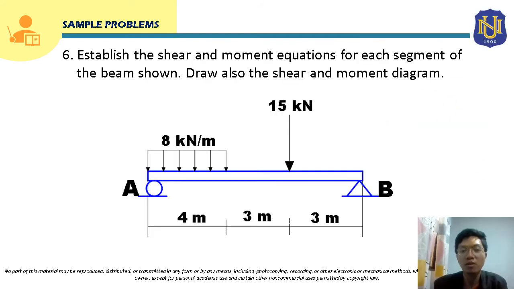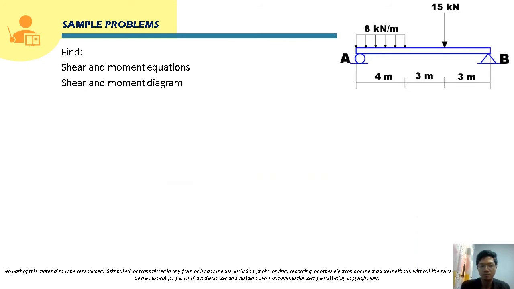Now, for sample problem number 6, establish the shear and moment equations for each segment of the beam shown. Draw also the shear and moment diagram. So let's solve this, class. For this problem, we have here this simply supported beam, and it carries this uniformly distributed load with intensity 8 kilonewton per meter. And it also carries this concentrated load, 15 kilonewton.